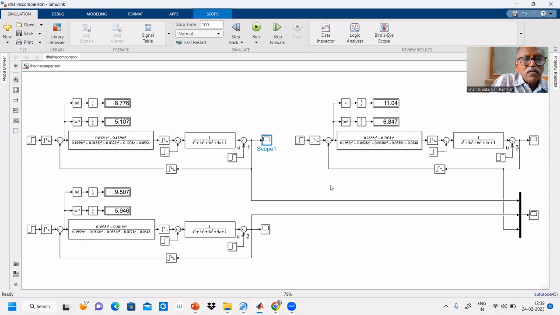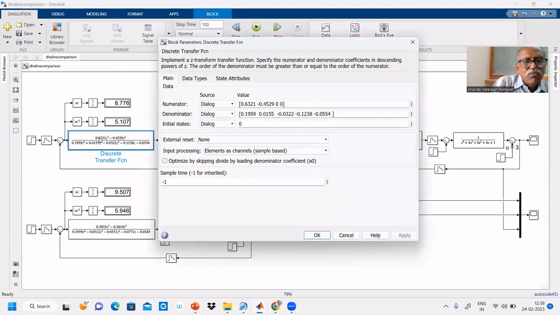What is the controller? Here, this is the summing block. Here we are giving the set point. We are digitizing that continuous signal by using a zero order hold that we included. After that, the controller we got is 0.6321 Z cube minus 0.4529 Z square. Then the Z term and constant term are 0. That's why we put 0, 0, space 0, space 0.